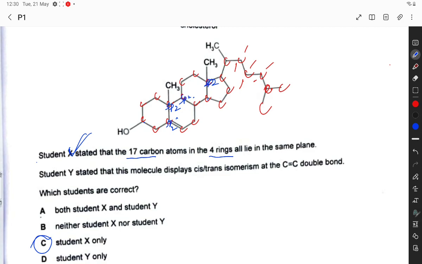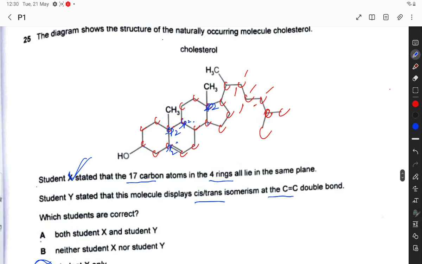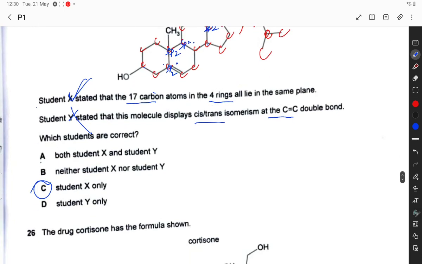Student X is correct. Student Y states that this molecule displays cis-trans isomerism at the carbon-carbon double bond. This could not be cholesterol. So student Y is incorrect, because by rotating this, the carbon-carbon double bond is going to break, so that's why student Y is incorrect. Which statements are correct? Both students, this is incorrect. Student X, not student Y. Student X only is correct.